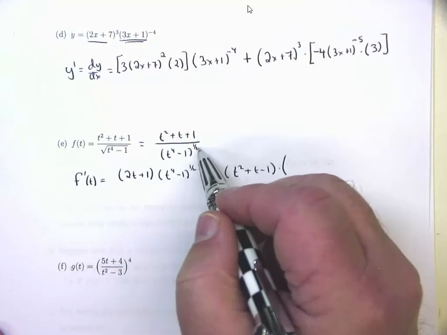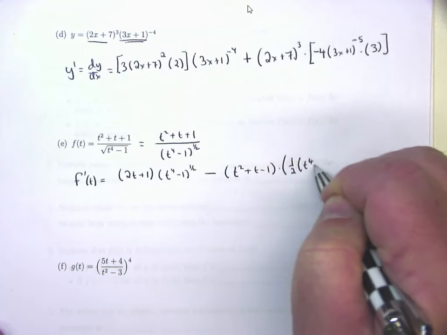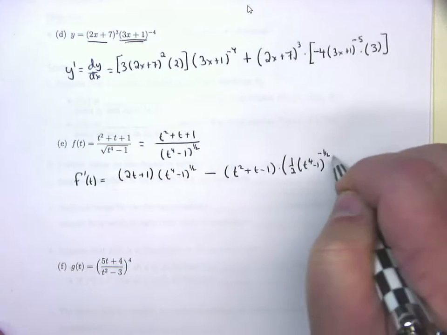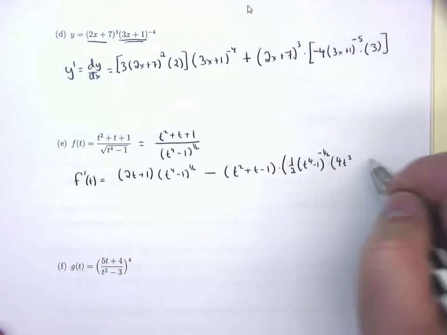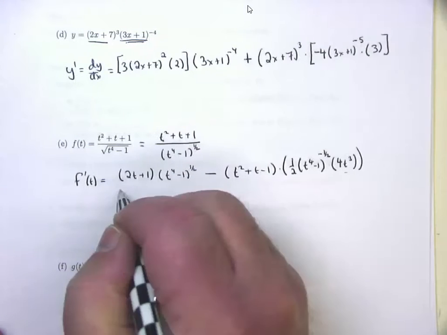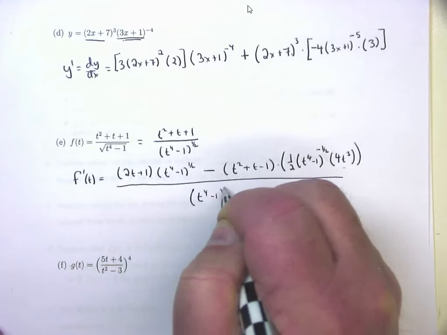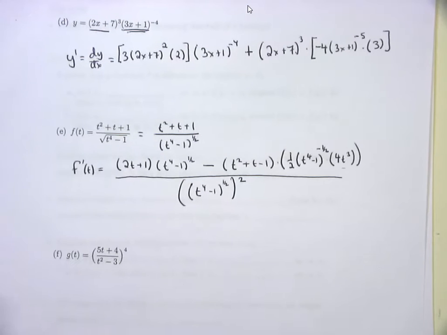Okay, so chain rule. Take the derivative of the outside, the 1/2 pops out front, the inside, t to the fourth minus 1, stays the same, raised to the what? Subtract 1, negative 1/2, times the derivative of the inside. Derivative of t to the fourth is 4t cubed, derivative of minus 1 is 0. So all of that is the derivative of the bottom. All over the bottom, t to the fourth minus 1 to the 1/2 power, the bottom squared. That is my answer.